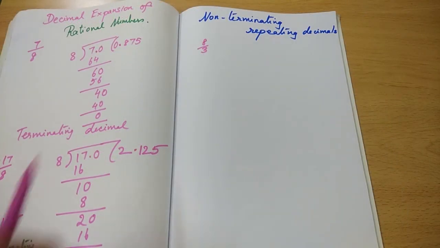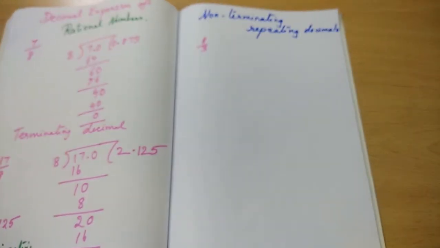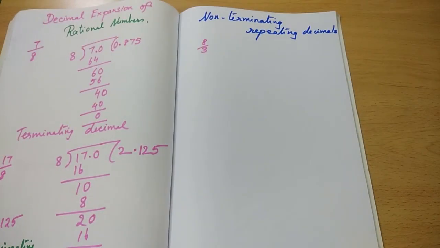So, we saw that when the decimal equivalent terminates, or when it comes to an end with the remainder 0, we call it a terminating decimal. Now, let us see examples for non-terminating decimals. 8 by 3.